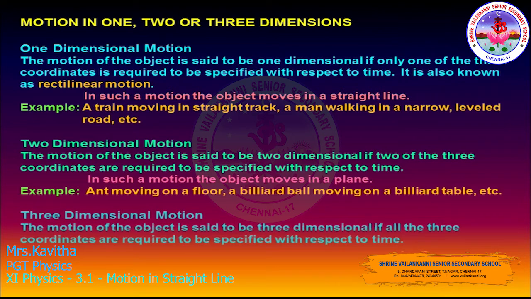3-dimensional motion: the motion of an object is said to be 3-dimensional if all 3 coordinates are required to specify its position with respect to time, which means it takes place in space. Examples are a flying airplane, a bird or a kite.